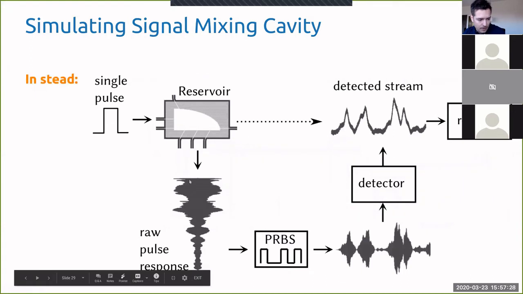This is explained in this figure. You send a single pulse in, and you get a raw pulse response for this bit out. Then you use a pseudo-random bit sequence to generate the response of a full bit stream, and then you detect it with a detector model and send it through the readout.